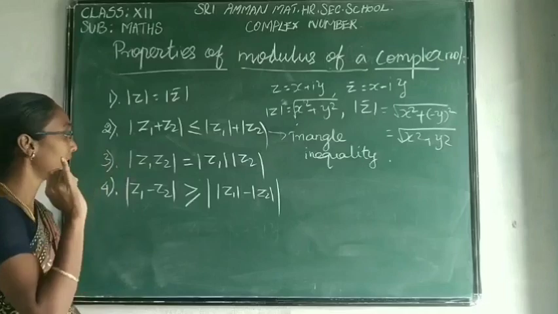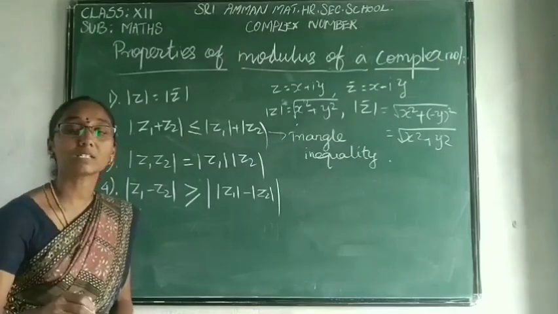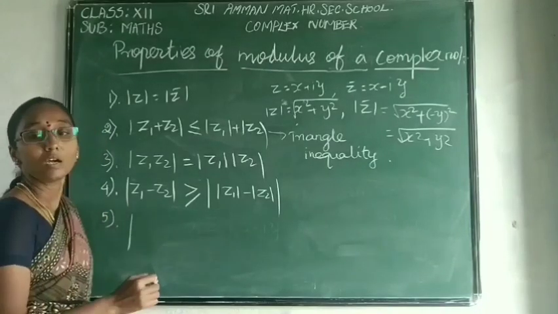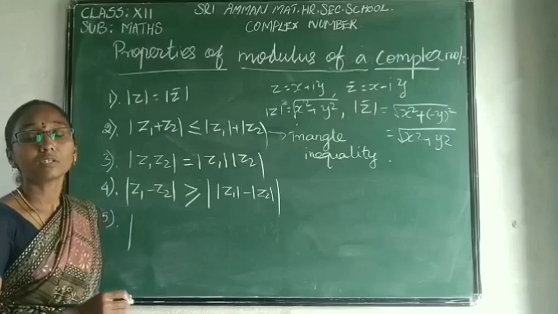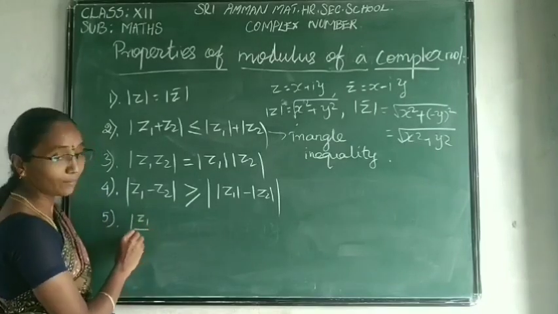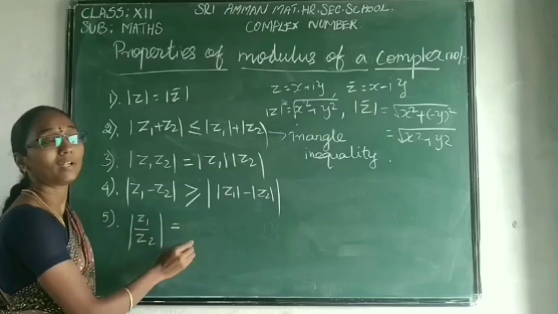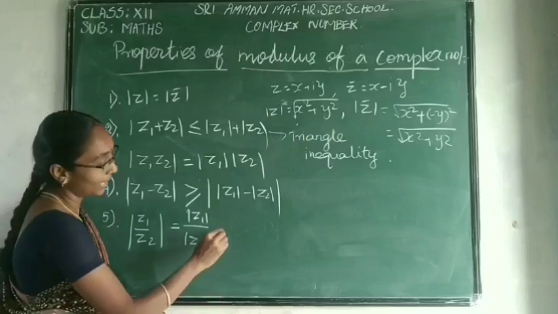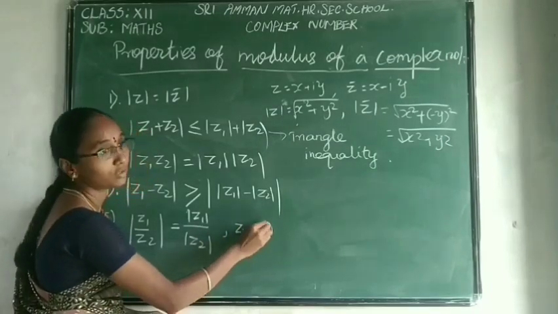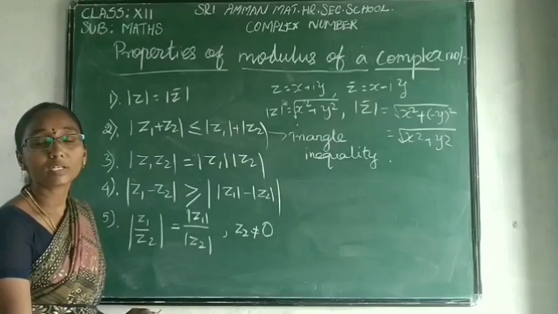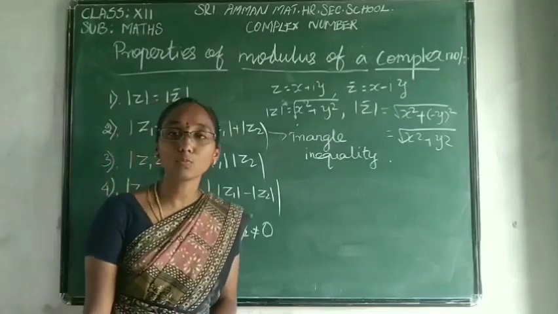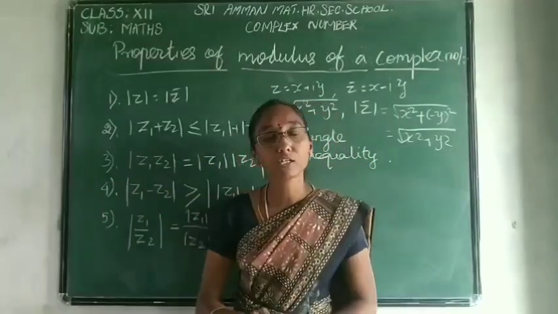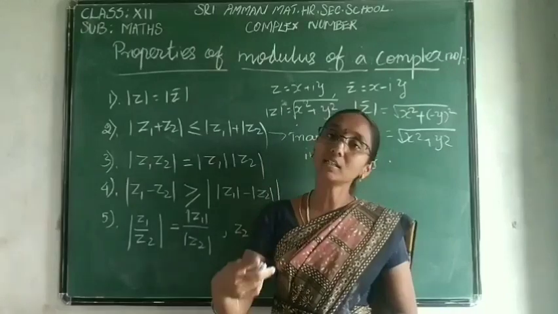Addition, subtraction, multiplication are finished. Next one, division: the division of two complex numbers, now taking the modulus. Modulus of z1 divided by z2 is equal to modulus of z1 divided by modulus of z2, where z2 is not equal to 0. Do you understand the five properties? The first property is modulus of z equal to modulus of z bar, and then addition, multiplication, subtraction, division.